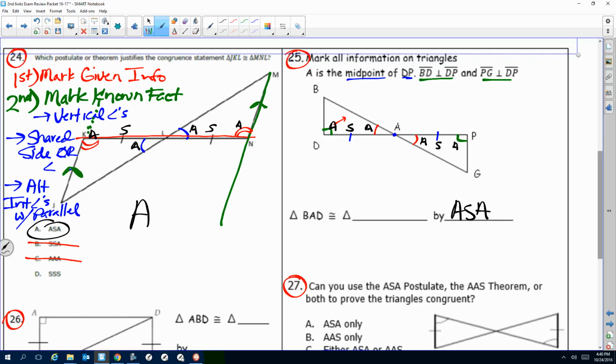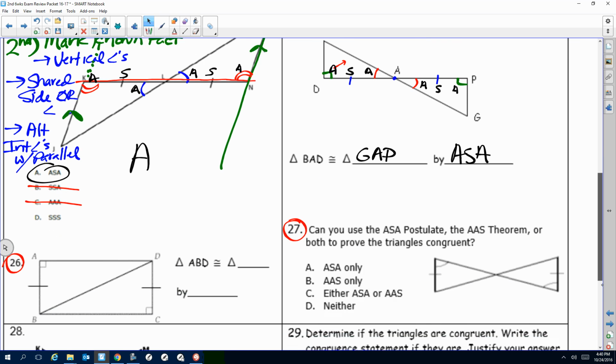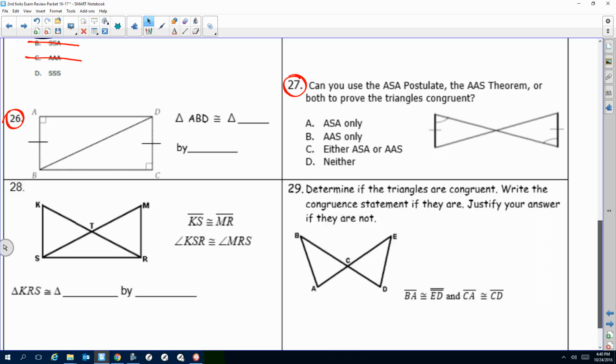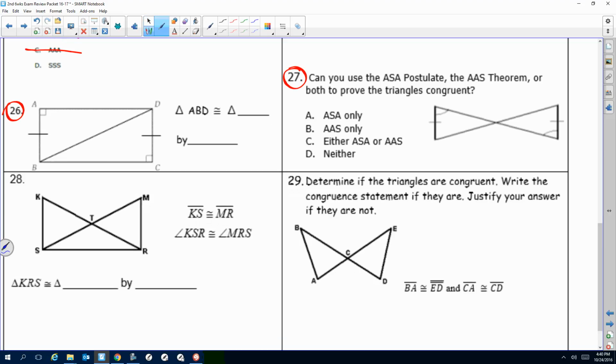Order matters. If I go triangle BAD, then that would have to be GAP. Okay. So the type of known facts that you're going to be responsible for will be vertical angles and the shared side and alternate interior angles. So on this one, it's marked for us. That would be our given information. Then I'm marking this. BD is a shared side in both triangles. Okay, so I have a right triangle as such. Okay, that is my right triangle.